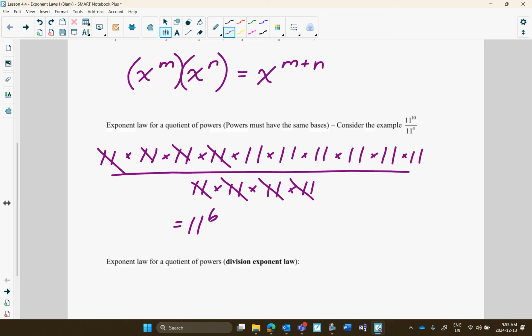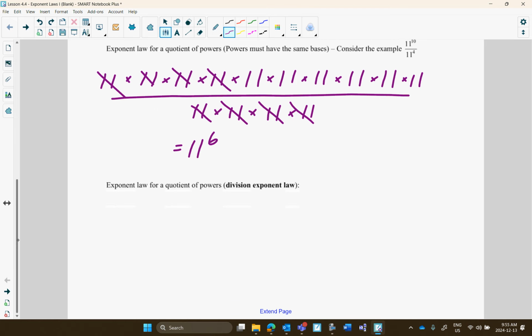Yes, it's exactly what you do. So if you have 1 power, x to the n, divided by another power with the same base, you just write the base and subtract the exponents. That's it. That's all you have to do. You don't have to write it out, you just do like 10 minus 4. Exactly. And you can just do that in your head.